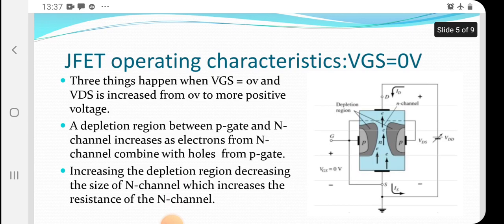So now we shall move on to the operating characteristics of an FET when gate source voltage is equal to 0 volt. Three things happen when your gate source voltage is equal to 0 volt and your drain source voltage is increased from 0 volt to a more positive voltage. Here we find that the depletion region between P gate and N channel increases as electrons from the N channel combine with holes from the P gate region. Increasing the depletion region decreases the size of the N channel, which increases the resistance of the N channel.